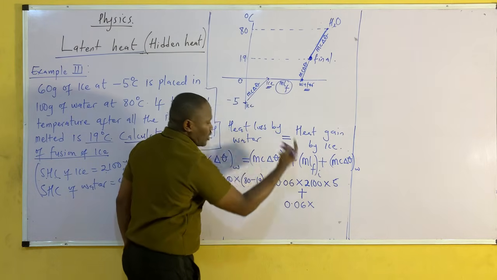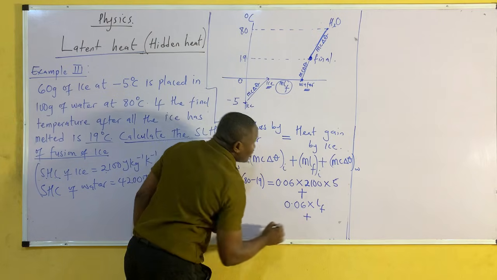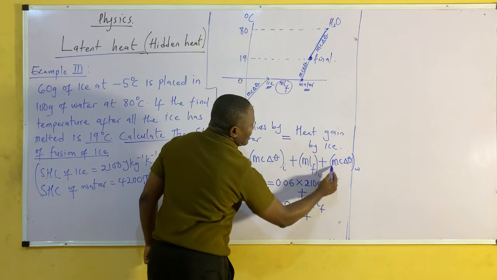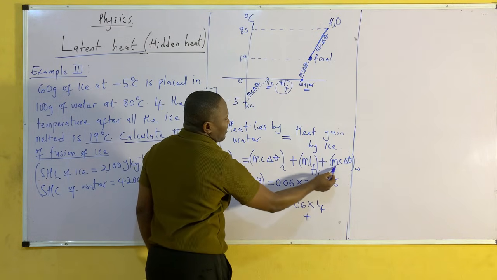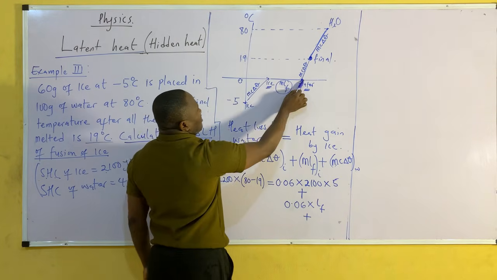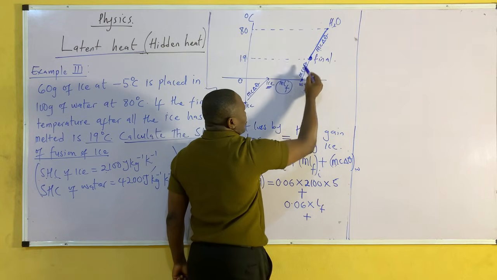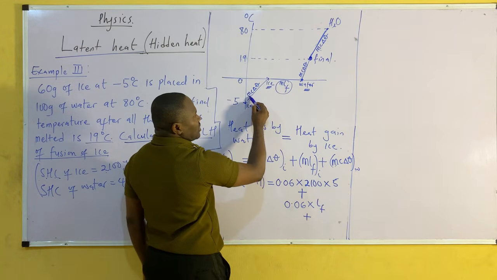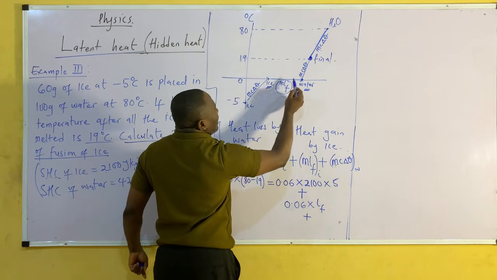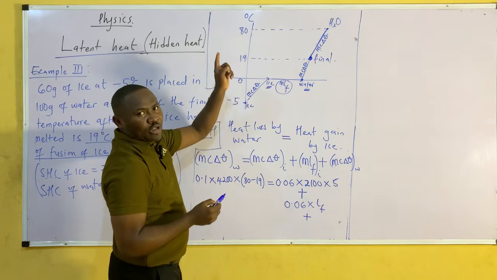the specific latent heat of ice. We were not given that in our question. That's L_f. Then we have again plus, what are we adding now? We are adding this. Now, is this mass of ice or water? It's mass of water. The ice has now become water. So the mass here is the same as the mass here, but not the same as the mass here. This is 0.06, from your 60 grams of ice. The same mass is here and here. So this mass is actually 60 grams, not 100 grams of water.